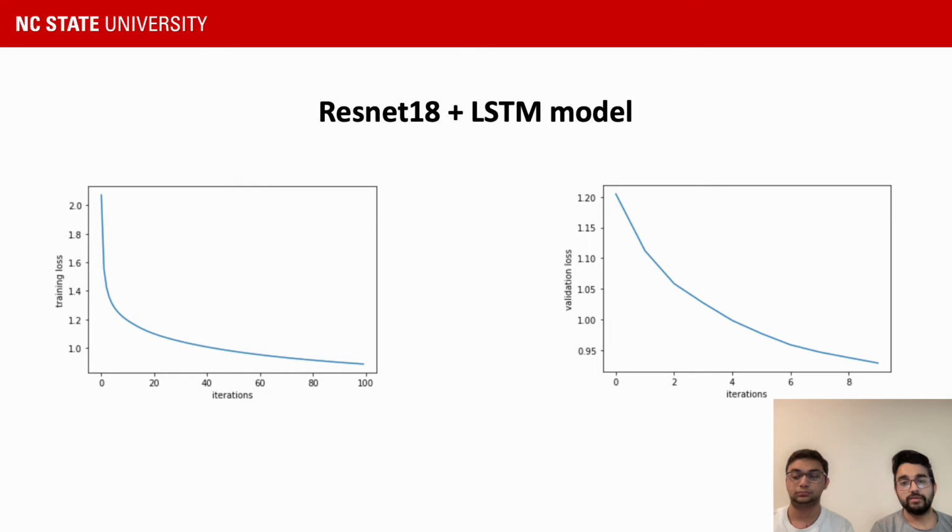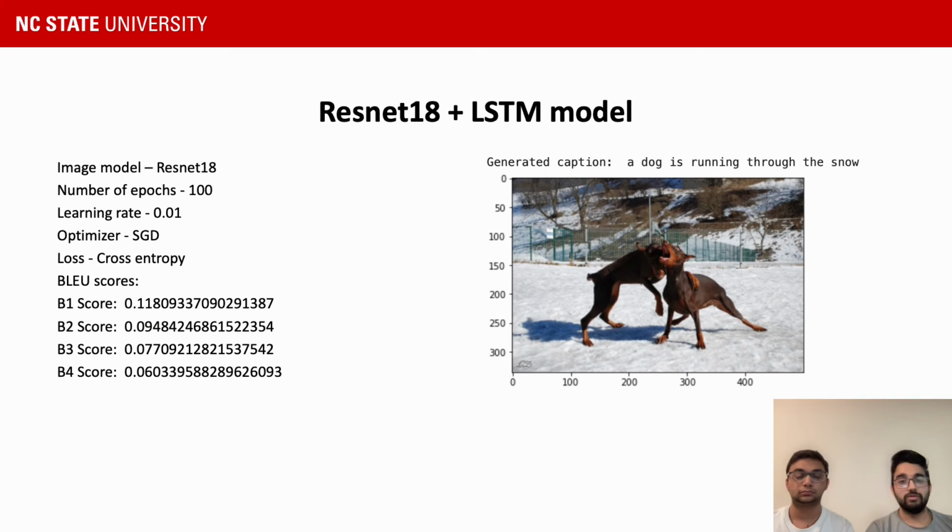So here is the graph for the training and validation loss for the ResNet 18 model. As you can see, it is converging very well and there are no signs of overfitting here. This is a prediction made on the same image by our ResNet 18 model, which says a dog is running through the snow, which seems quite accurate. These are the parameters that we used to train this model. So as you can see here, our BLEU scores are pretty decent.